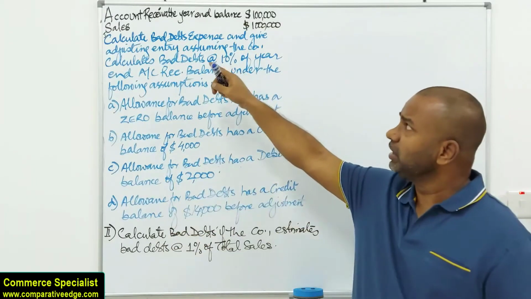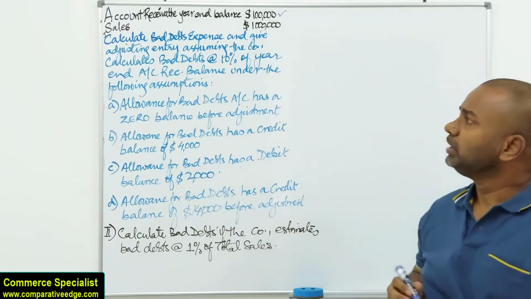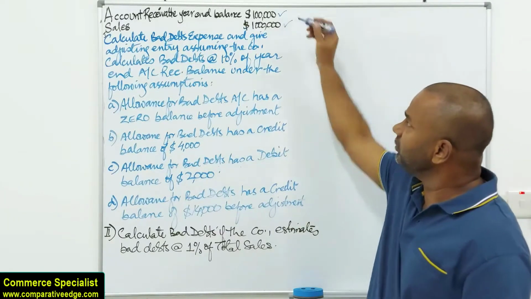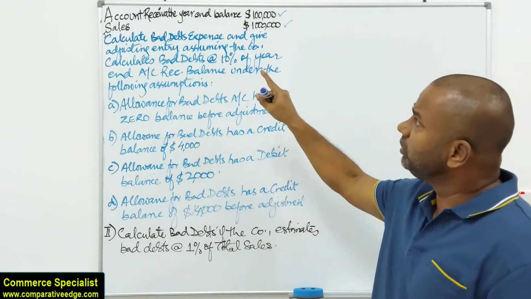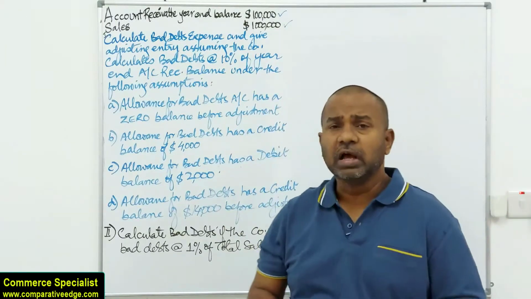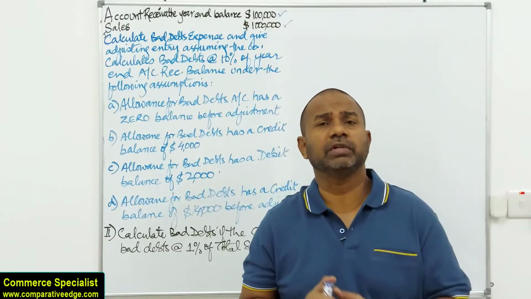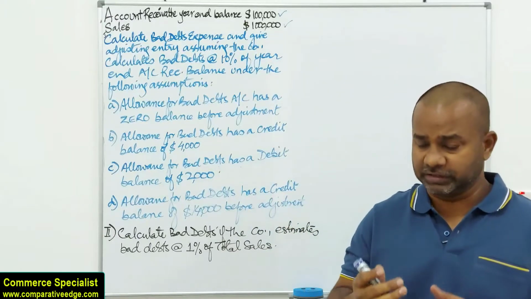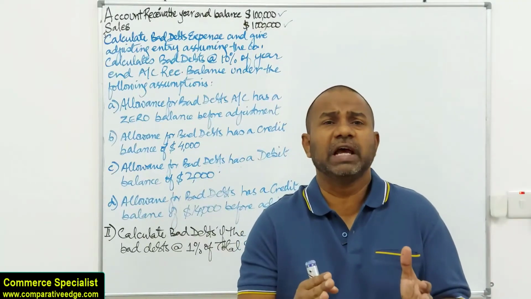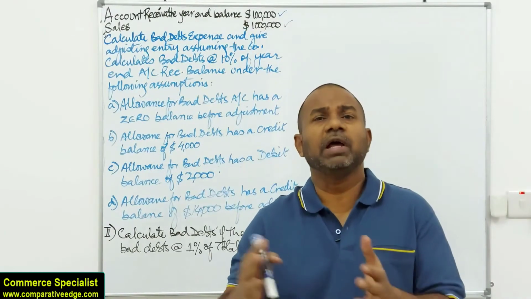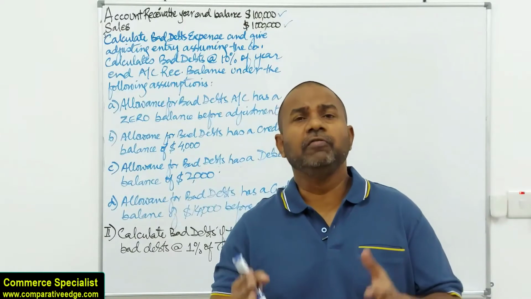Data is given here. If you look at accounts receivable, the year-end balance is already given to us, which is 100,000. Total sales is also given to us, which is 1 million. And the requirement which is given, that is very important. It says calculate bad debts expense and give the adjusting entry, assuming the company estimates bad debts at 10% of year-end accounts receivable balance. Now this 10% of year-end accounts receivable means that the company is estimating bad debts as a percentage of the year-end balance of receivables. So if the bad debts are estimated at the year-end balance of receivables, we call it the balance sheet approach.